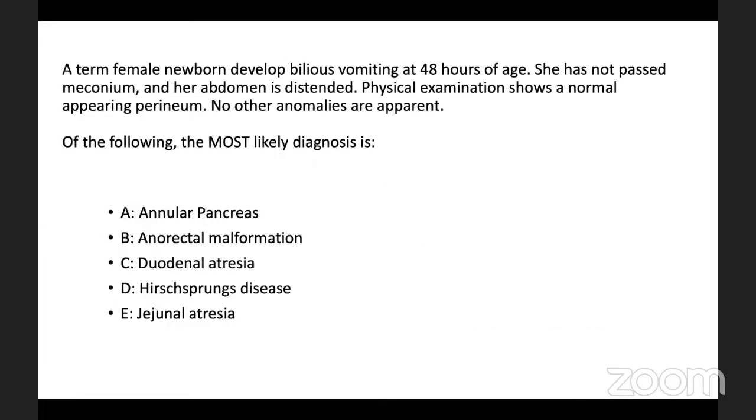Sure, sir. So it's simple as well. A term female newborn developed bilious vomiting at 48 hours of age. She has not passed meconium and her abdomen is distended. Physical examination shows a normal appearing perineum and no other anomalies are apparent. Of the following, the most likely diagnosis is: A, annular pancreas; B, anorectal malformation; C, duodenal atresia; D, Hirschsprung disease; and E, jejunal atresia.